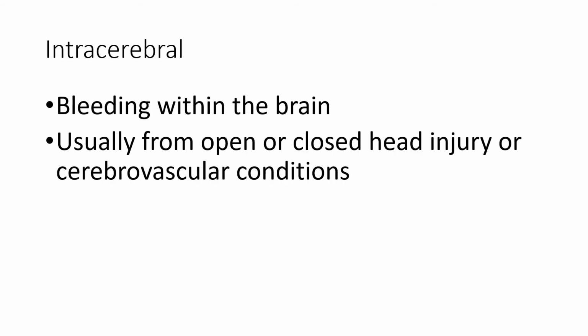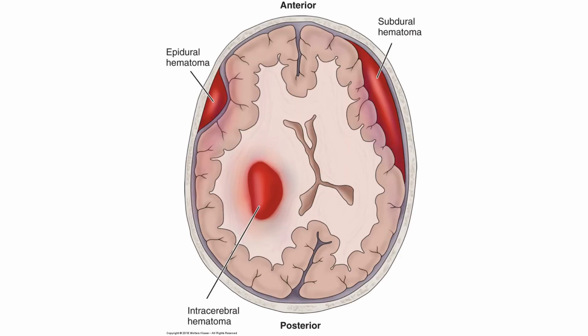The intracerebral is the bleeding within the brain. This is usually from an open or a closed head injury or cerebral vascular conditions, such as a ruptured cerebral aneurysm. Here are the three different types of hematomas in a picture, so you can see what area I was talking about with each of the different hematomas.